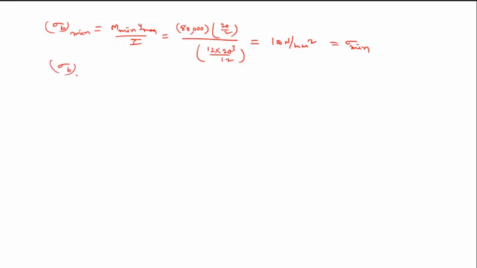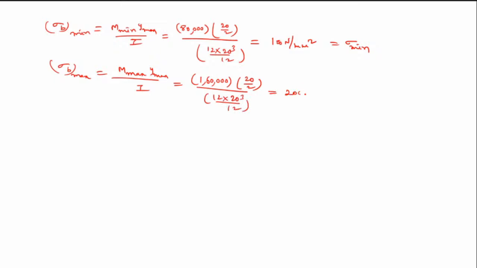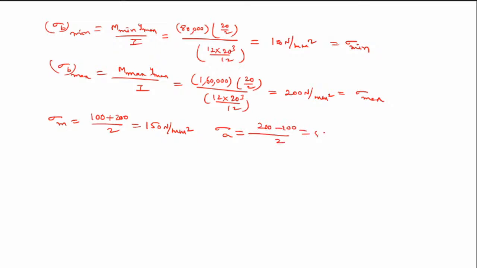So maximum bending stress is nothing but M max into Y max by I, that is equal to 1,60,000 into 20 by 2 into 12 into 20 cubed by 12, that is equal to 200 Newton per mm square, which is nothing but maximum stress. Okay, so we have to calculate mean stress. What is mean stress? Maximum plus minimum by 2, that is 100 plus 200 by 2, that is 150 Newton per mm square. And amplitude stress, which is nothing but maximum minus minimum by 2, that is 200 minus 100 by 2, that is 50 Newton per mm square.